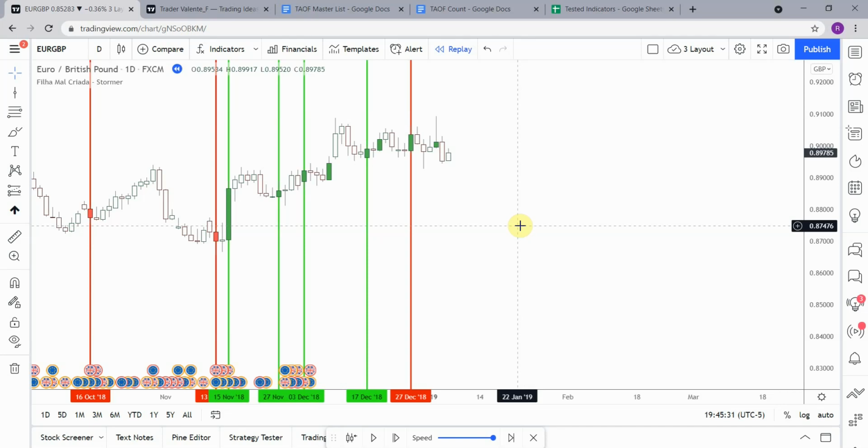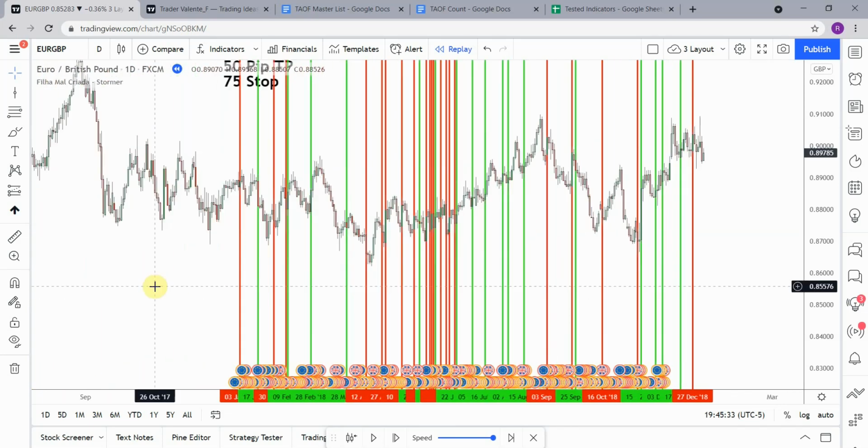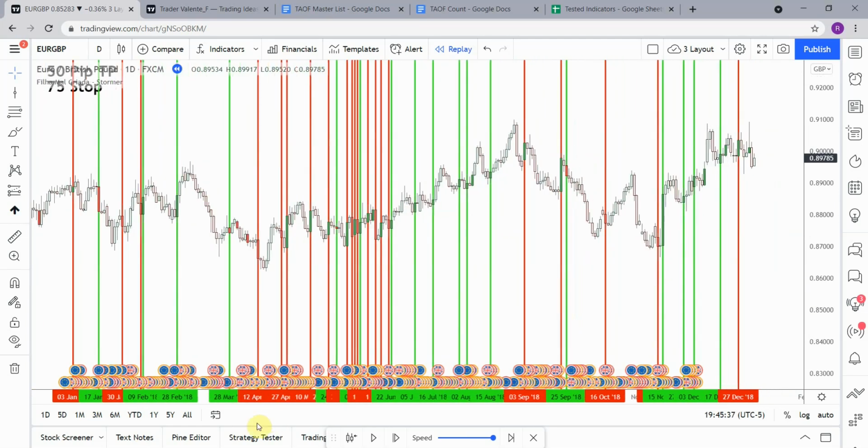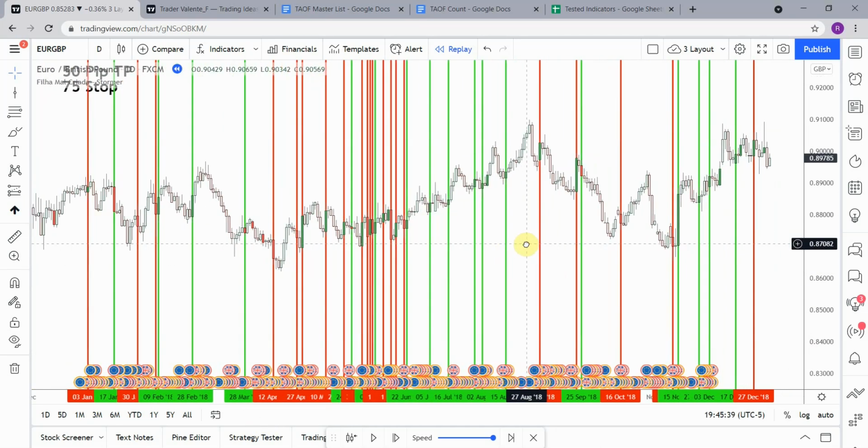All right, let's take a look at our indicator here. Get everything in focus here. All right, so let's count these out and see what we get.